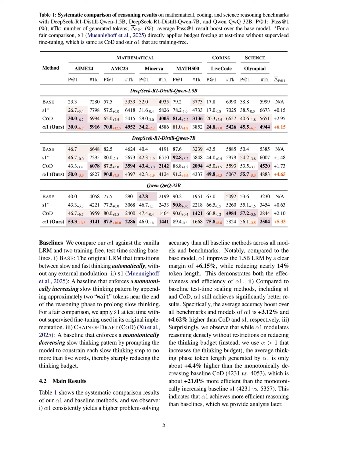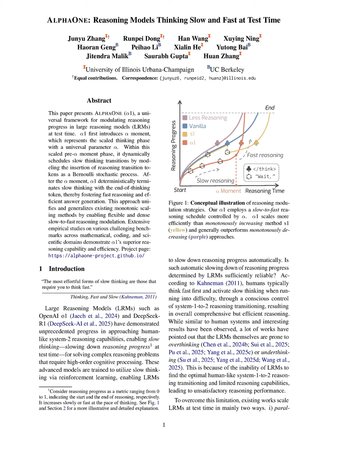ALPHAONE offers several theoretical and practical benefits over existing methods like Bayes, S1, and chain of draft. Firstly, ALPHAONE consistently yields higher problem-solving accuracy across all models and benchmarks, with an average accuracy boost of +3.12% over chain of draft and +4.62% over S1, while also reducing the average token length by nearly 14%. Secondly, it achieves more efficient reasoning by modulating slow thinking continuously, which allows for both sparse and dense modulation strategies, unlike S1 and chain of draft that only explore limited modulation.